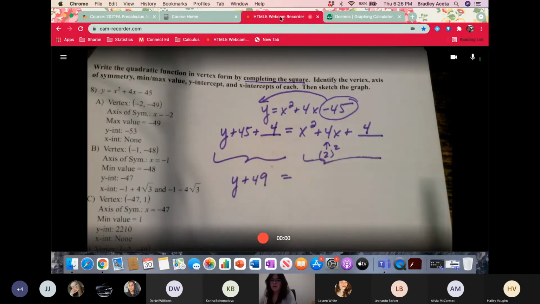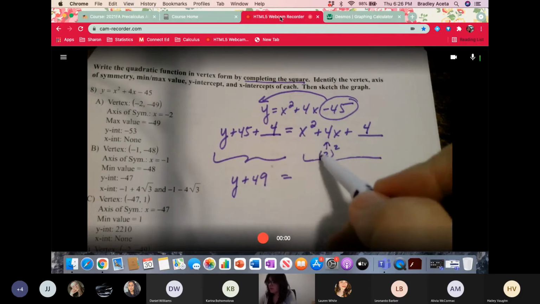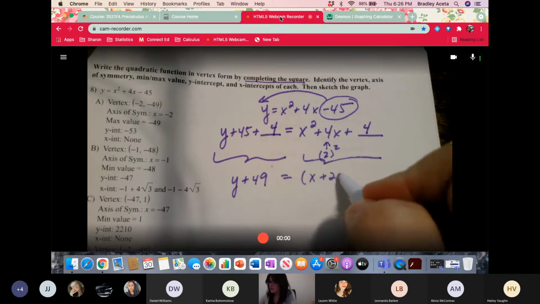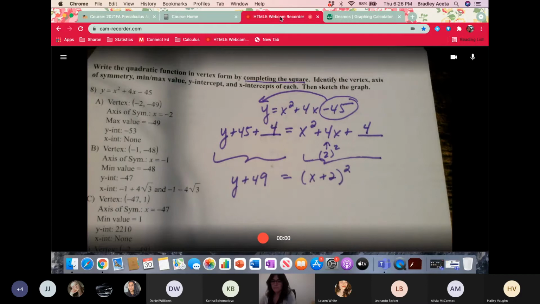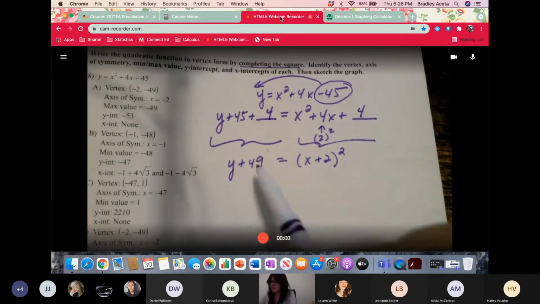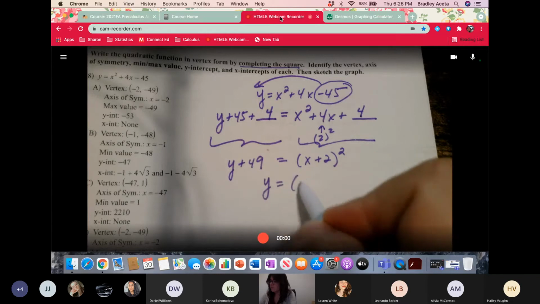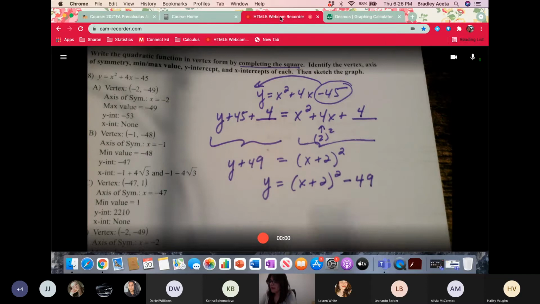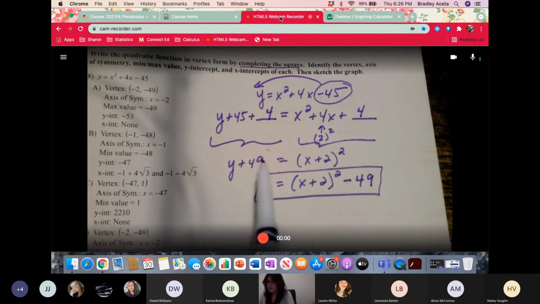On this side, I have to write it in a factored perfect square form. And if you remember, the trick is whatever you took a half of, you write it as x plus 2 squared. Think about it. x plus 2 times another x plus 2 would be x squared plus 4x plus 4. Foil it out. It works. Now take that positive 49 and just bring it back over. And make sure you write it as minus. That is now what's called vertex form.